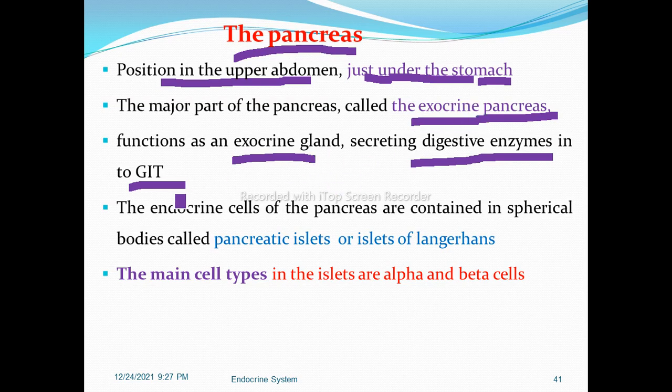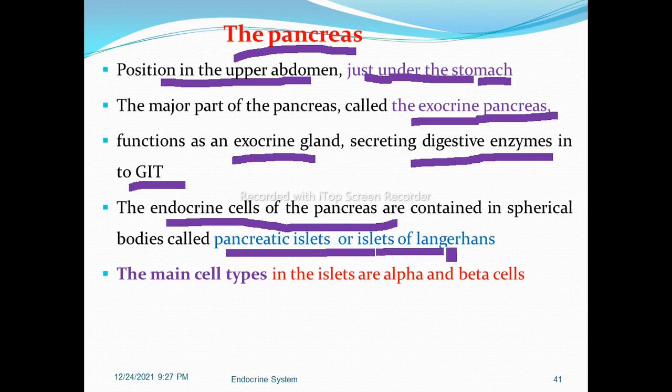But the endocrine cells of the pancreas function as endocrine, and are contained in spherical bodies called pancreatic islets, or islets of Langerhans. So there are spherical bodies in that area containing endocrine cells. These endocrine cells are known as the islets of Langerhans. So these are considered endocrine tissue.